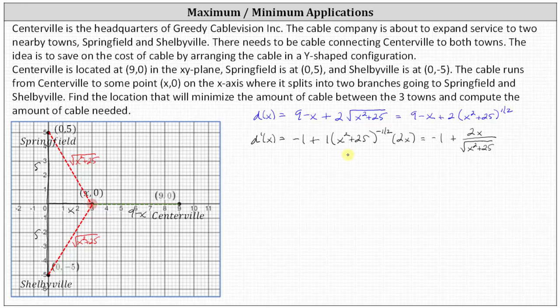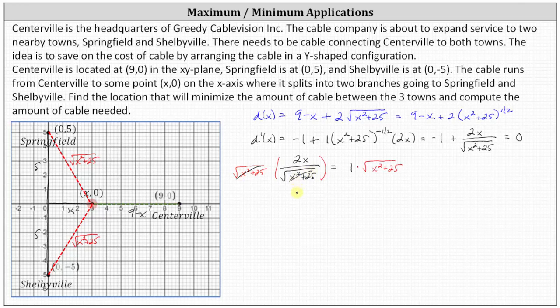D prime of x is never undefined, and therefore to find the critical numbers, we set the derivative equal to 0 and solve for x. To solve this equation, let's first add 1 to both sides, which gives us 2x divided by the square root of the quantity x squared plus 25 equals 1. And now let's go ahead and multiply both sides of the equation by the square root of the quantity x squared plus 25.